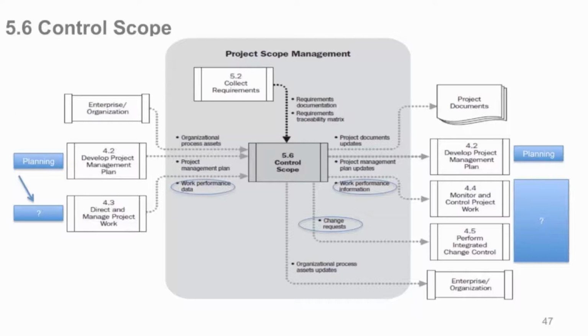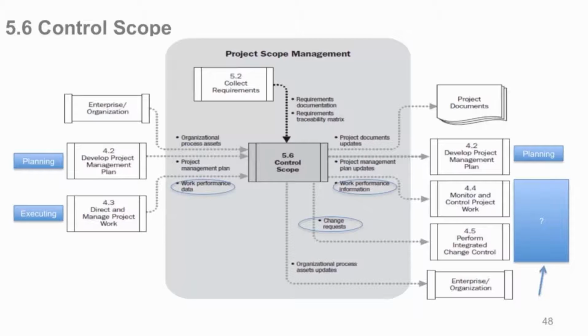Down here, lower left with the arrow, direct and manage the project work. What happens in that process? You should know that by now. That's where you direct and manage and build the deliverables. And what process group is that? Are you planning? No, you've already planned. Are you monitoring what's happening? Well, no, you're executing the work, so that's an executing process.